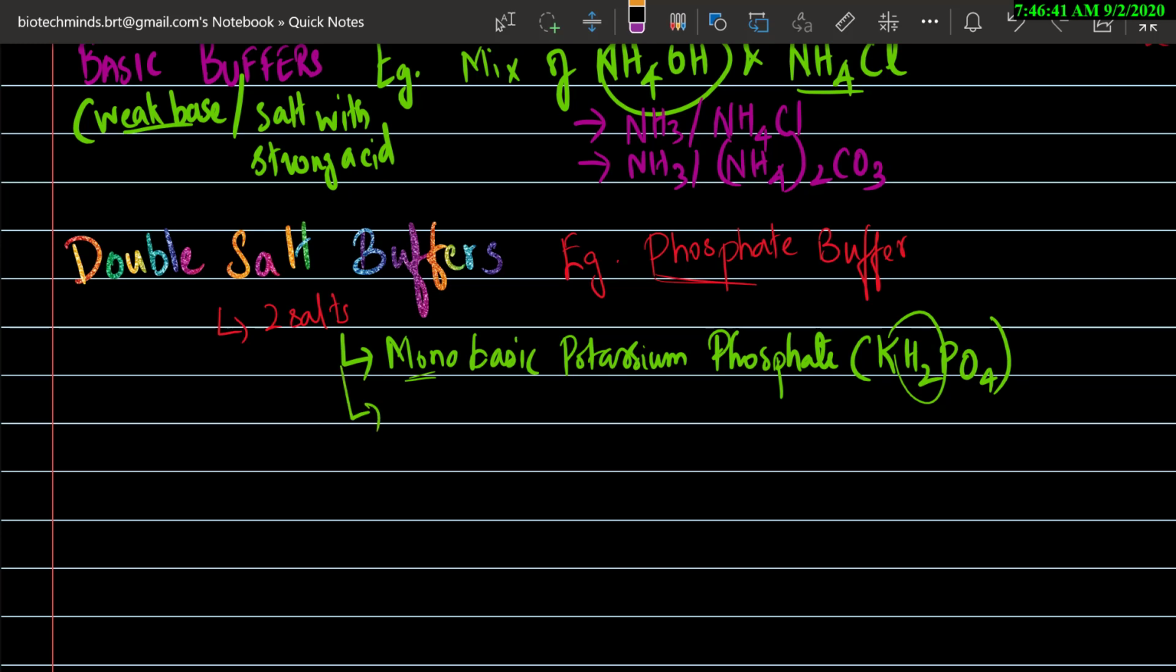And the second one is dibasic potassium phosphate, and the formula is K2HPO4. See, this is monobasic and this is dibasic. There are two potassium atoms that are linked to the phosphate. That's why it is reduced to a single hydrogen, because of the substitution of two potassium atoms here. So this is the example of double salt buffers.